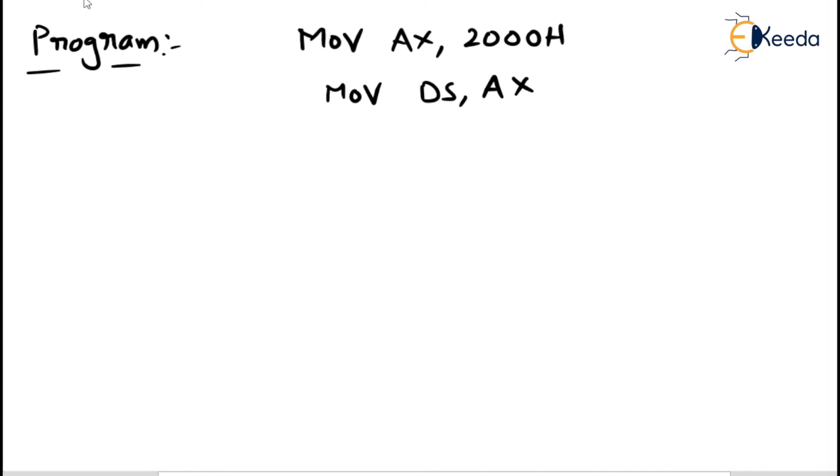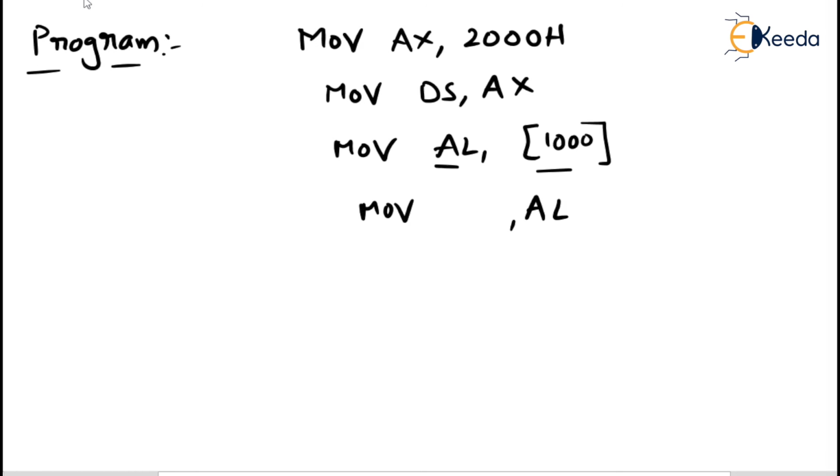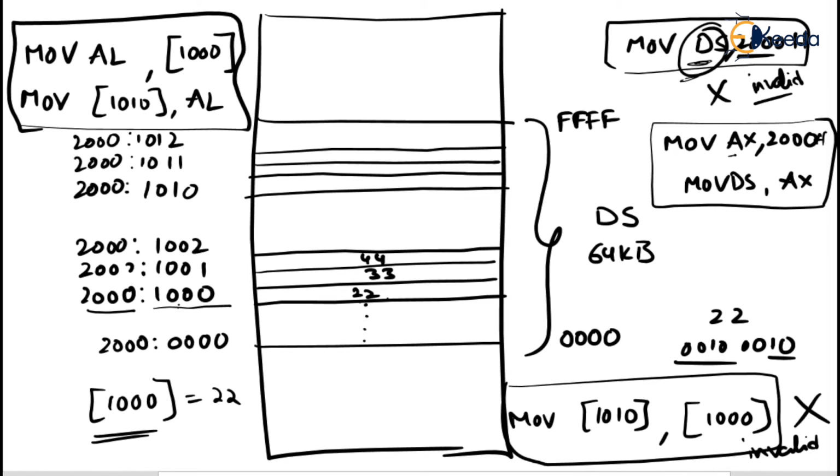We cannot write it directly like that, so that's why I am writing move DS comma AX. Now one memory location: how much data is there? Move AL comma content of 1000. The content of 1000 is 22. The 22 is moved to AL; this is the destination and this is the source. The content here is called the offset address location, and it consists of 22 data. That 22 is moved to AL. Now I want to transfer that AL data to the content of 1010. Remember that.